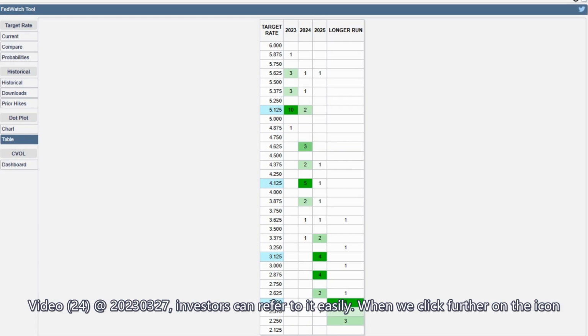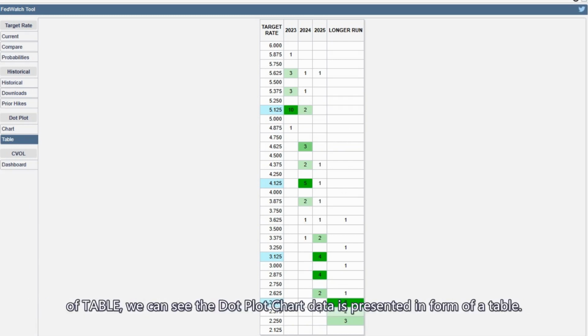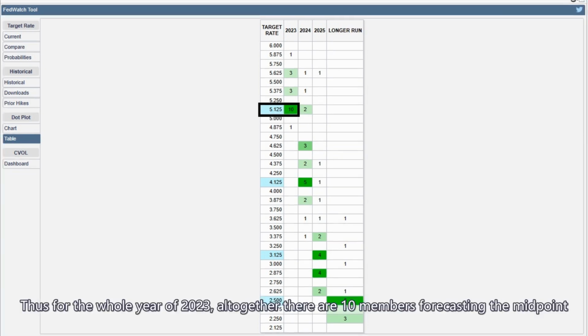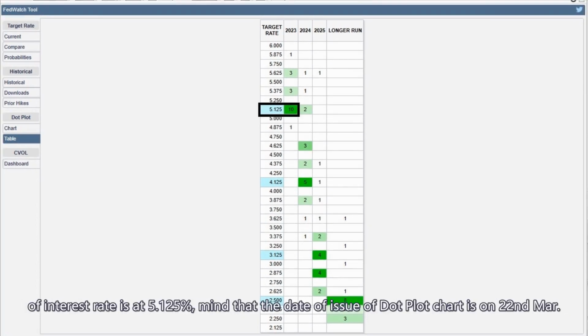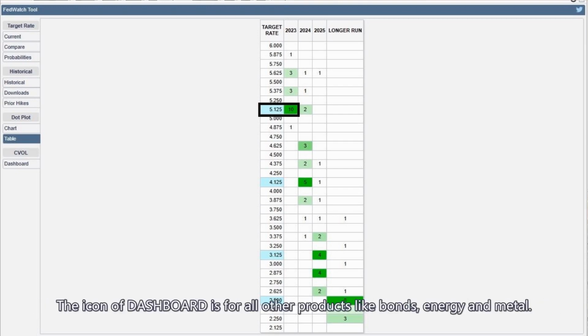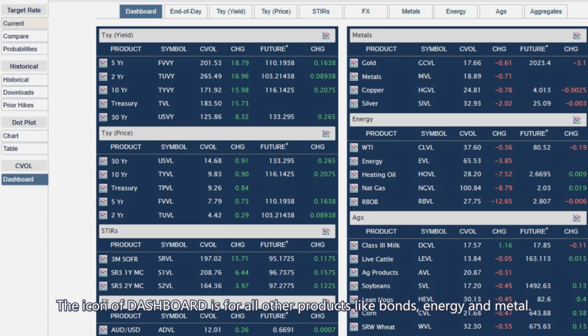When we click further on the icon of table, we can see the dot chart data is presented in the form of a table. That's for the whole year of 2023. Altogether, there are 10 members forecasting the midpoint of interest rate is 5.125%. Mind that the date of issue of the dot chart is 22nd March. The icon of dashboard is for all other products like bonds, energy, and metal.